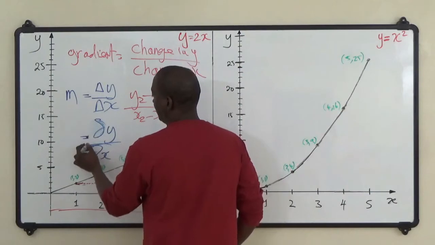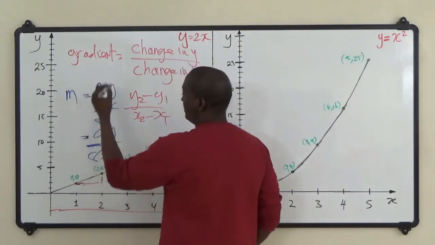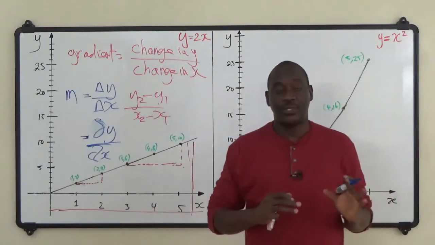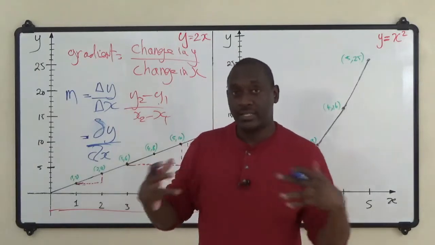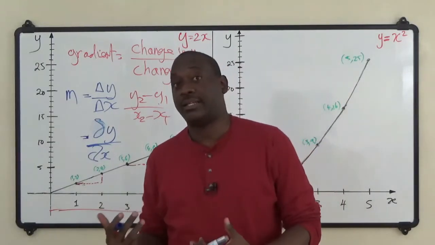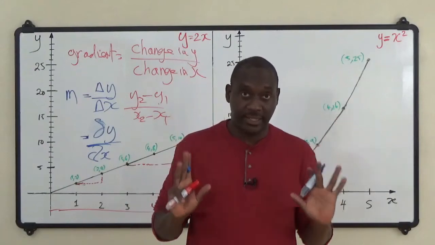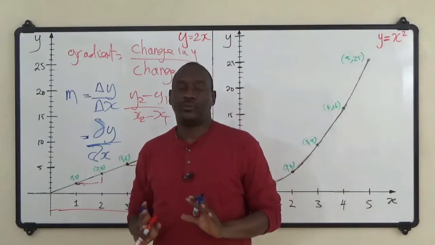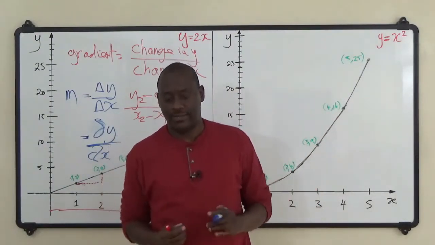You know the curvy thing we're talking about. So this is the capital delta, which is what we use to refer to the change in y divided by the change in x. That is essentially what we refer to as the gradient of a straight line.